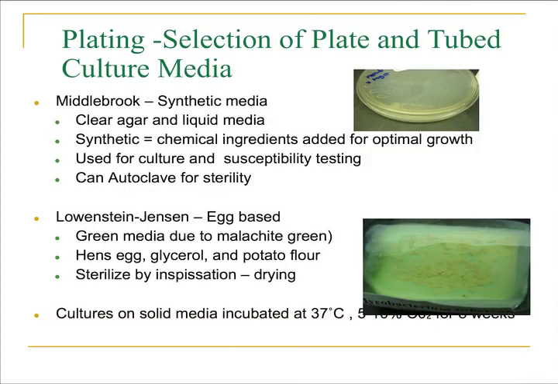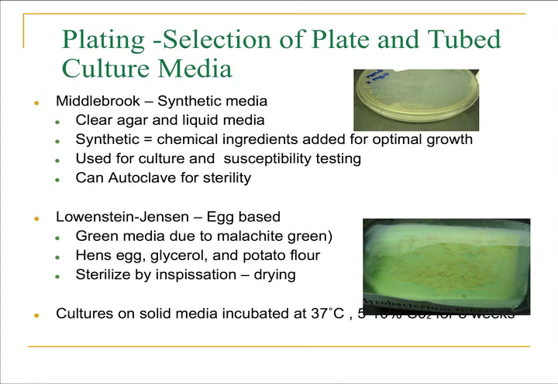On the next slide, we're going to start talking about the plating media. There are two types of media that are usually used in an AFB laboratory, and we use a variety of plated and tubed culture media of these two types. The first one is the Middlebrook series of media. These are synthetic media. They're clear media, and they come in both plate and liquid forms. They're called synthetic because we know the chemical ingredients, and there are many ingredients added to get optimal growth for the mycobacteria. These media can be autoclaved, and they're used for culture and for susceptibility testing.